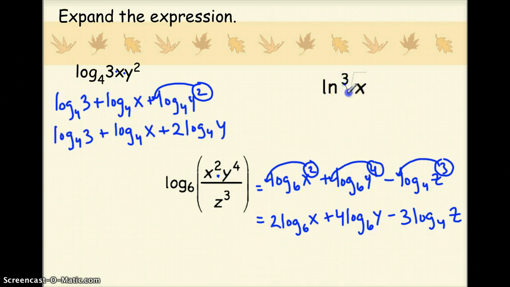This is a cube root. It might be helpful to write it as an exponent. Natural log of x to the 1/3. And then what you could do is just bring that 1/3 down in front. So we'd have a 1/3 natural log of x.